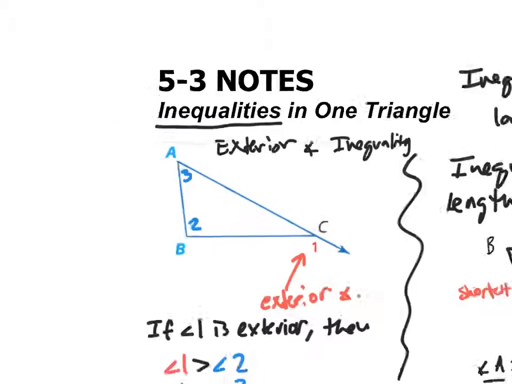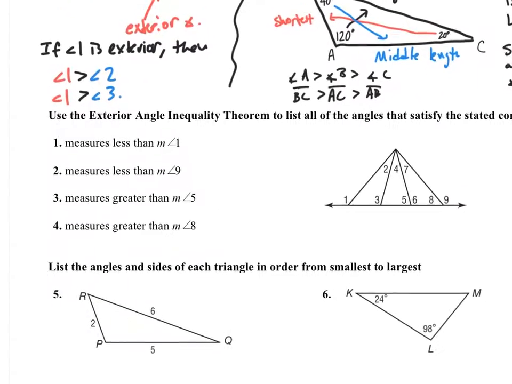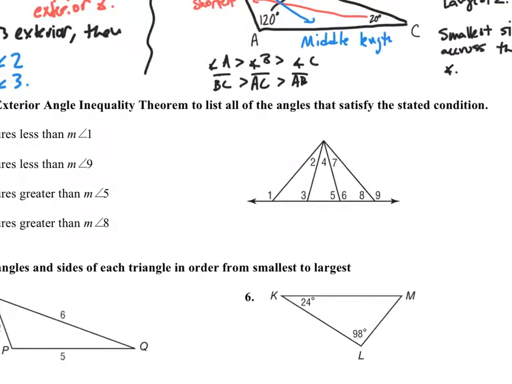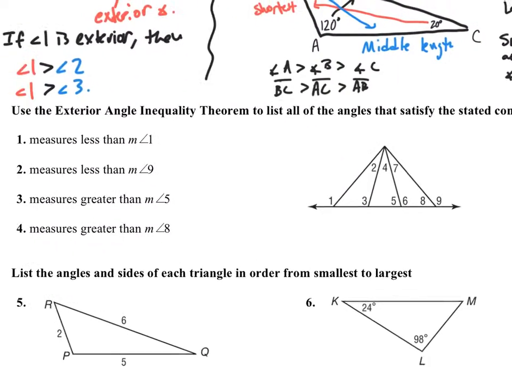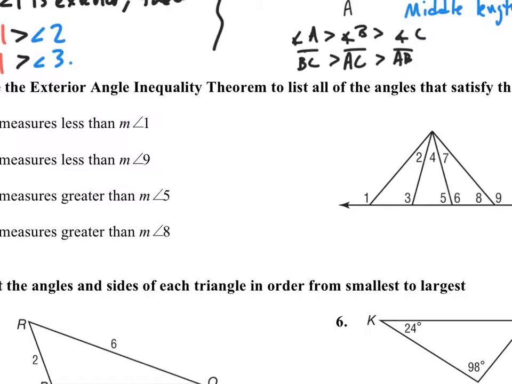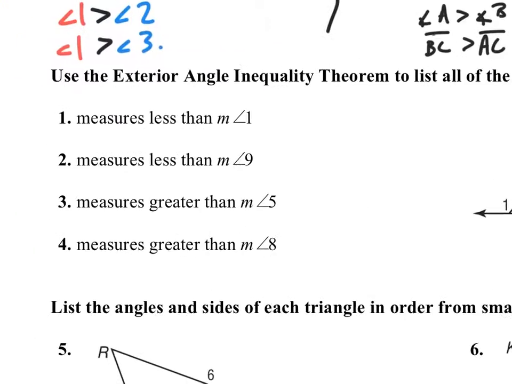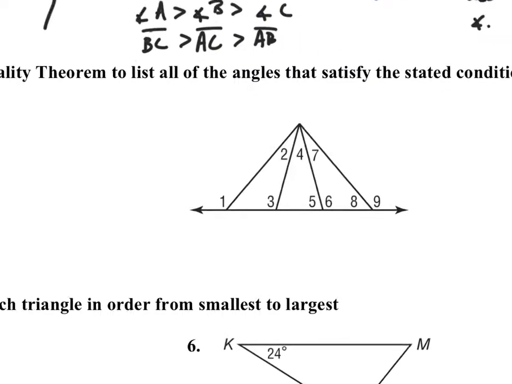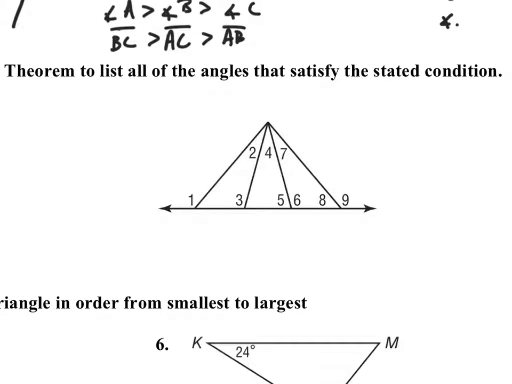Okay, and so let's go ahead and come over here and it says, use inequalities to list all the angles that satisfy the stated condition. Okay, so I want to know in this number one, angle measures that are less than angle 1. Okay, and so what I know from this, and this is kind of interesting.